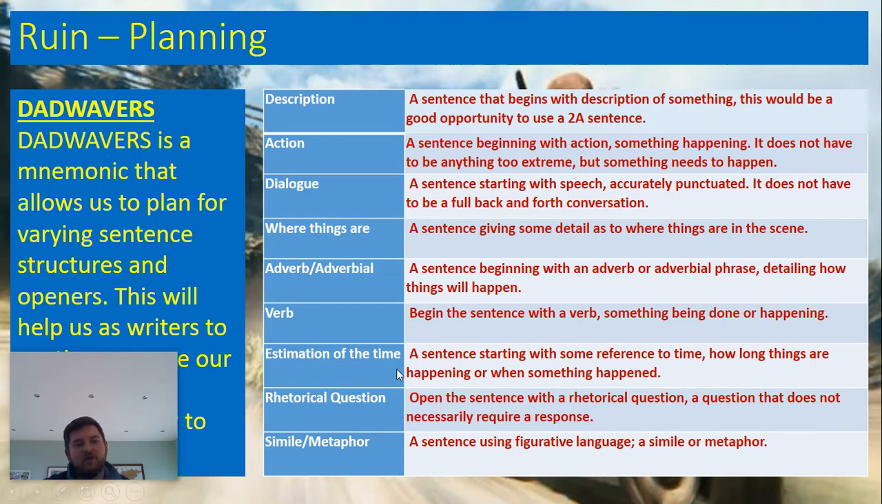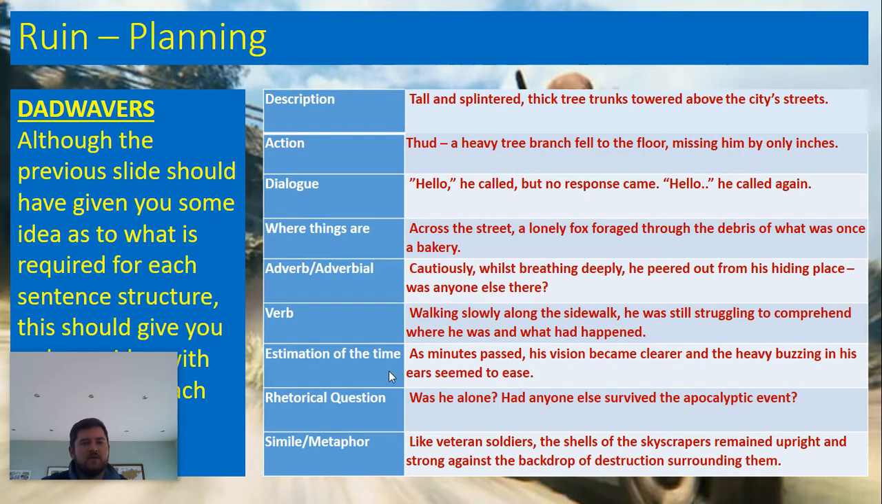So I've had a go at putting this into practice. So again, if you've got your sheet, fantastic. Have a look at how I've done this and how you can then magpie some of my ideas and use them to create your own. So description, I said two-way sentence, so I've opened with two adjectives. Tall and splintered. Thick tree trunks towered above the city streets. Nothing complicated, but can you see, as you look down, you will see that each sentence starts in a slightly different way.